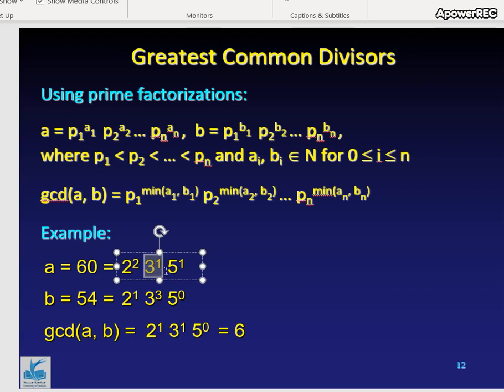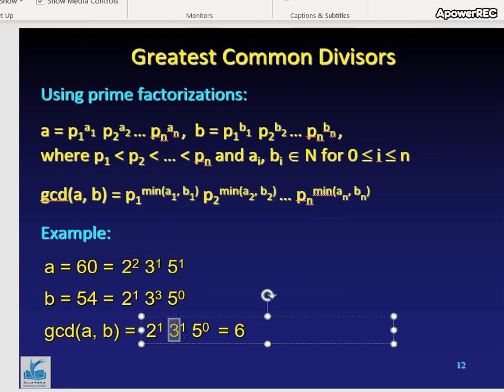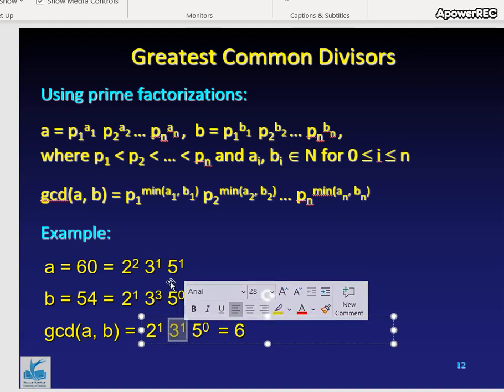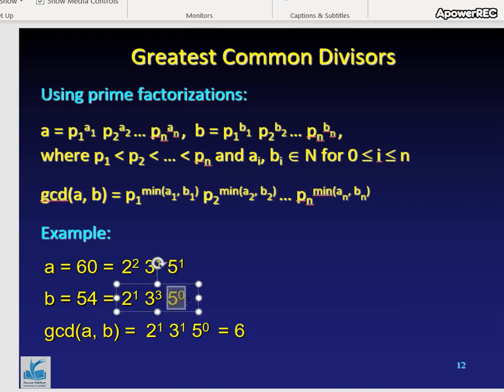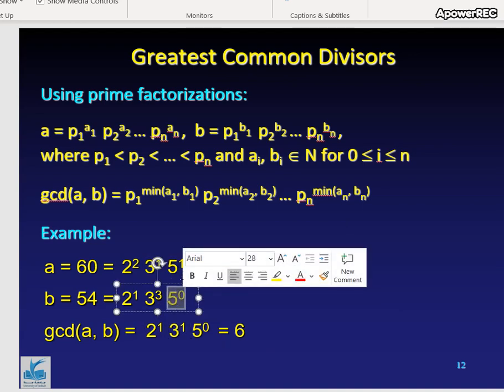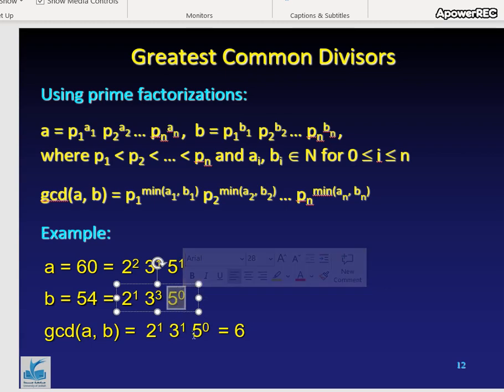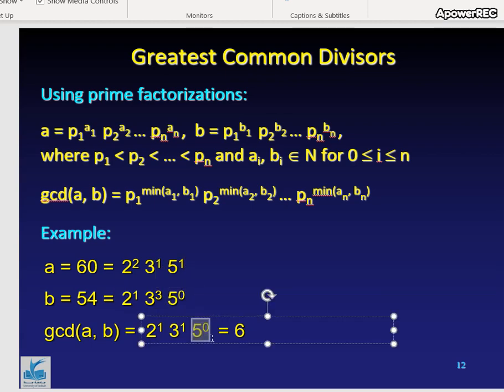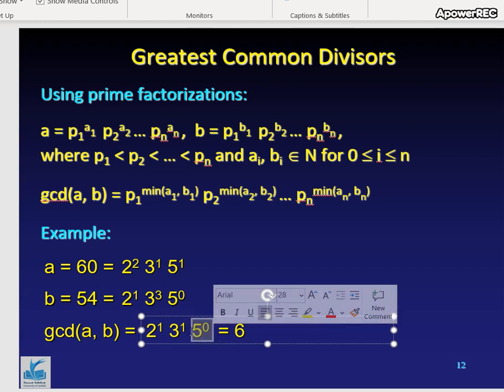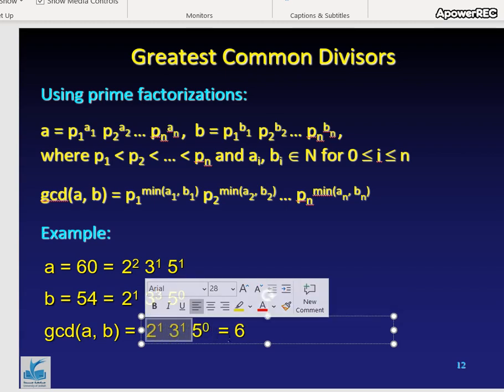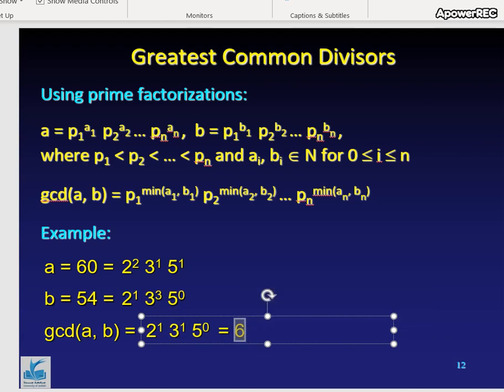Here 3 raised to power 1 is the smallest of these two powers of 3 and will appear in the greatest common divisor. Similarly, 5 raised to power 0, being the smaller of 1 and 5, will appear in the greatest common divisor and will not impact the computation, as it is just equal to 1. When we multiply these numbers, we get the greatest common divisor, which is 6.